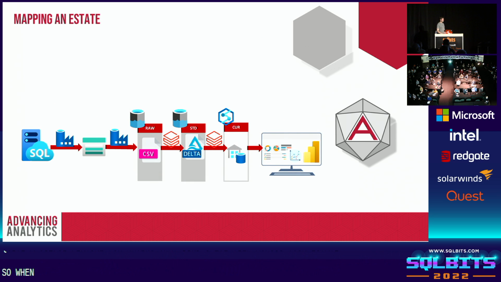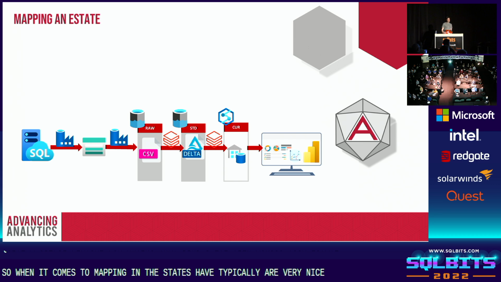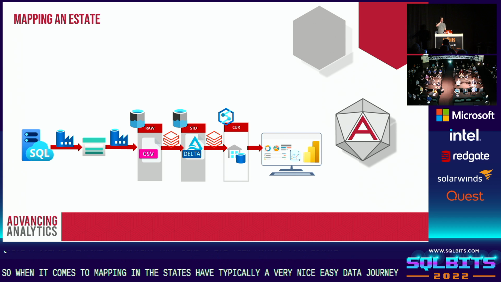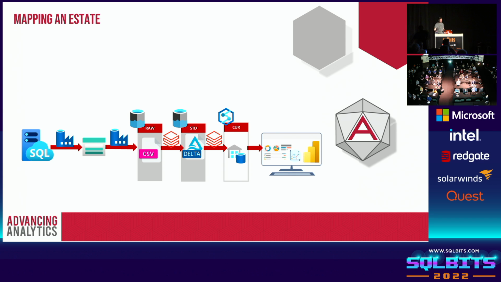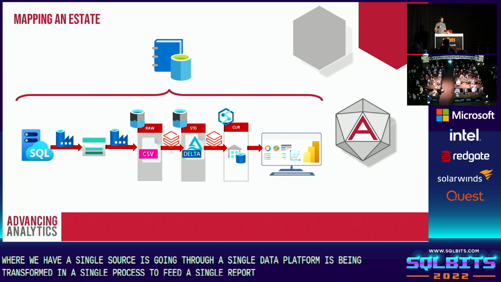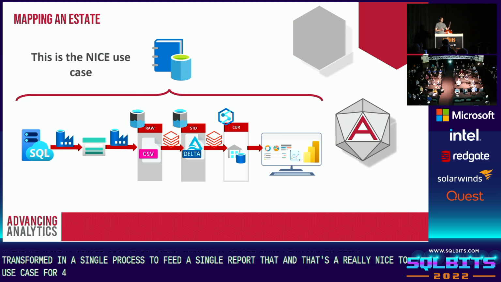So when it comes to mapping in the estate, we have typically a very nice, easy data journey where we have a single source, it's going through a single data platform, it's being transformed in a singular process to feed a single report. We can map that, and that's a really nice use case for data cataloging.